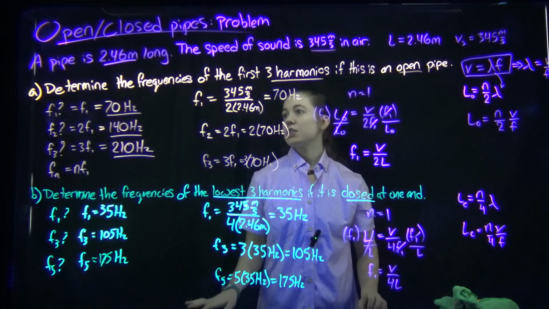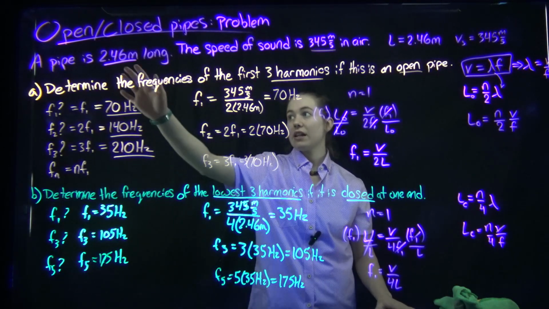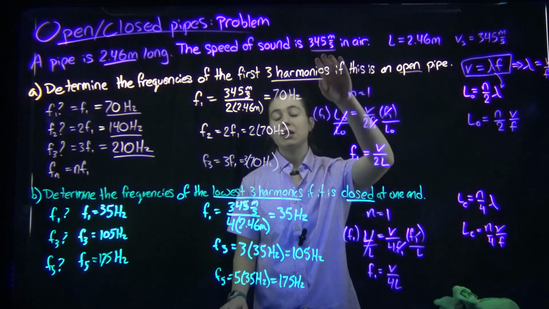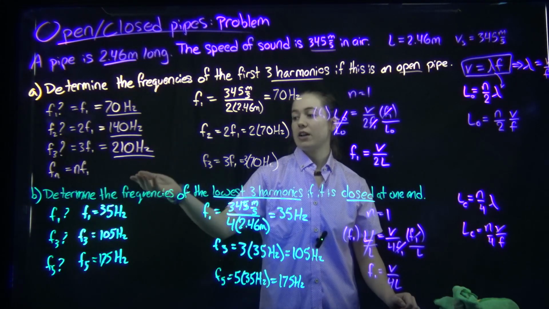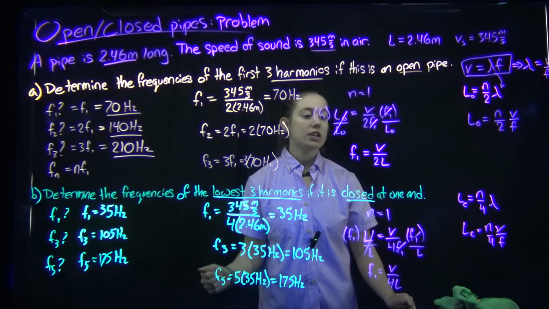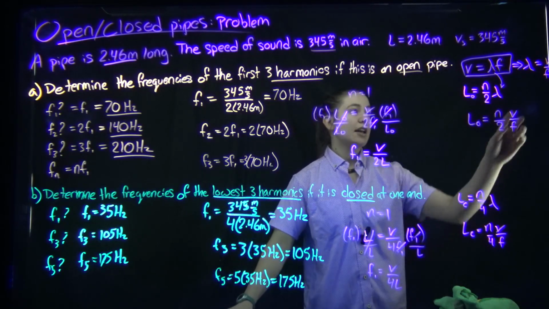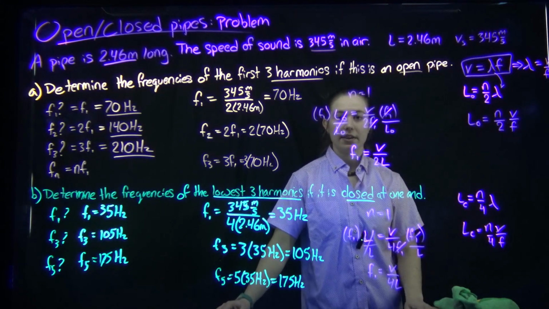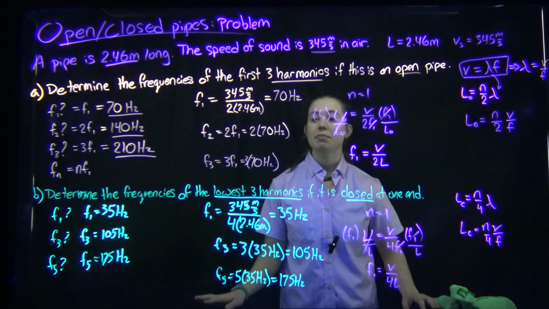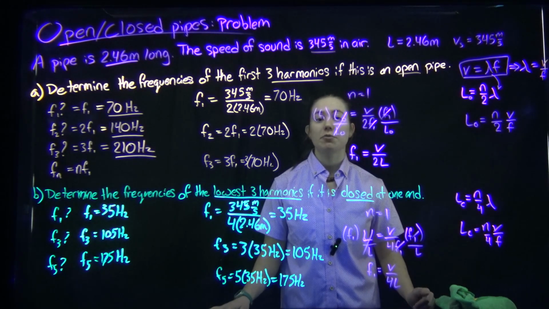All right, so in this problem, we were given the length of a pipe and then just the speed of sound in air, which you could look up. And using those two, we can find any harmonic in question. You could also find, as we showed over here, the wavelength if they asked for the wavelength given the length of the pipe. So that's a problem for waves in closed and open pipes.